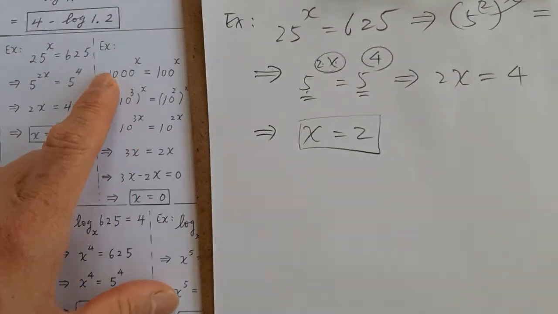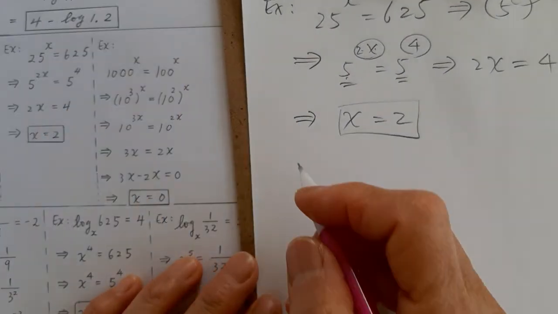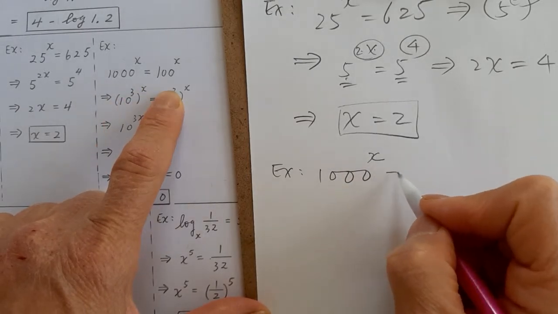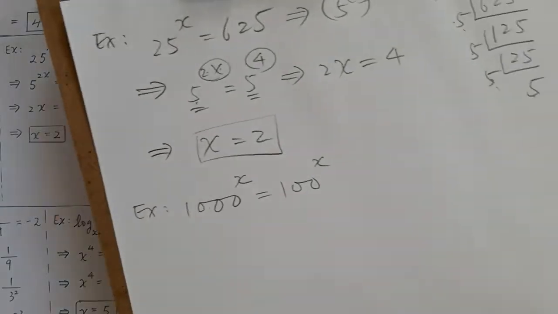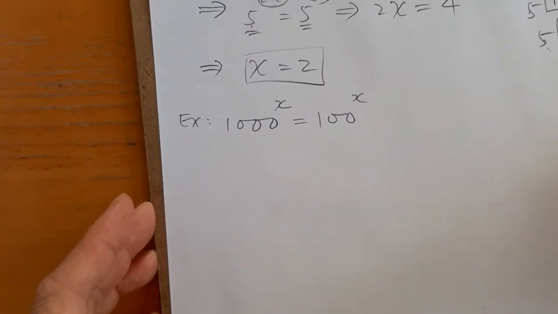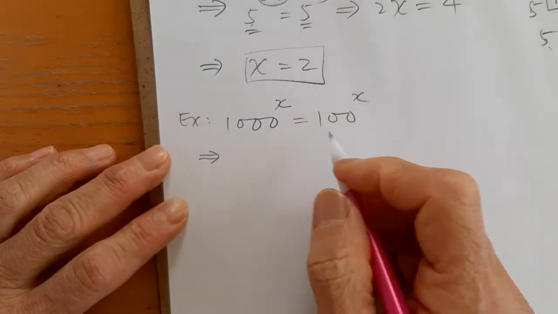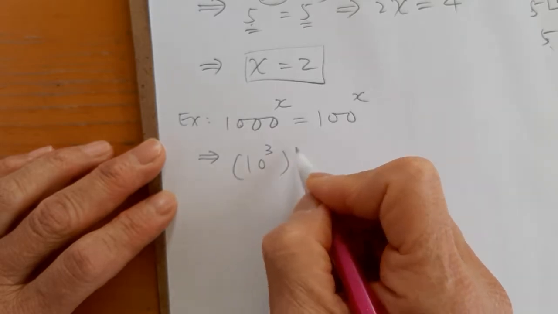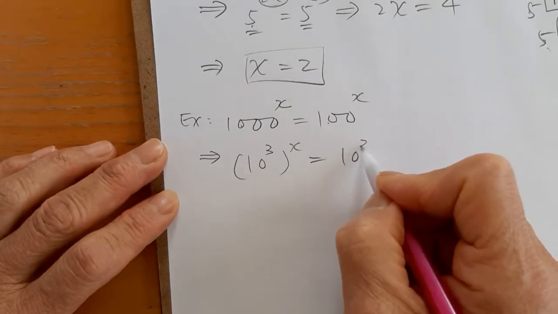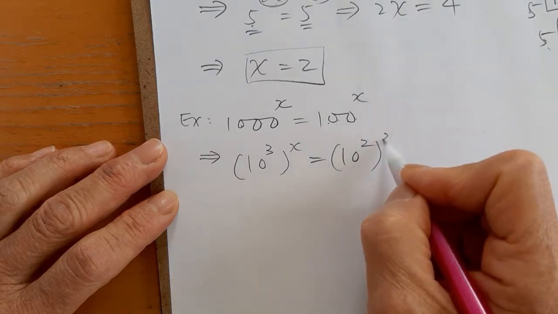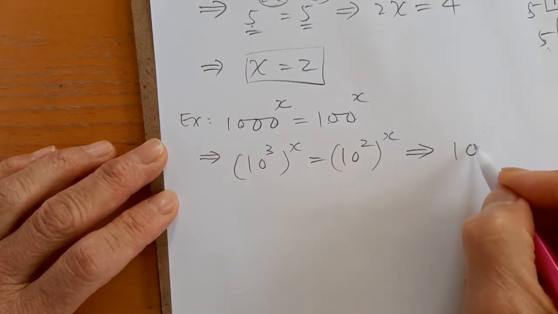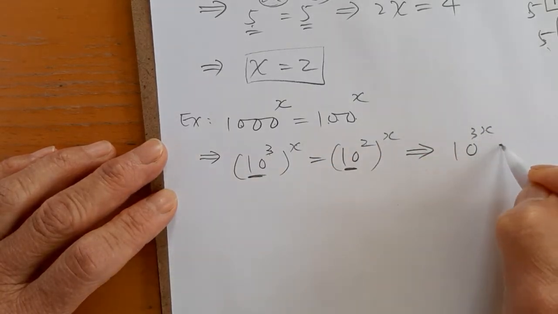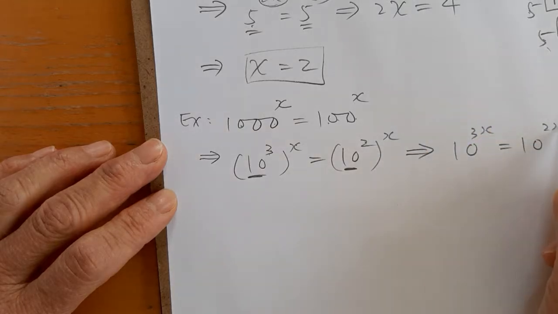Another example. 1000 to the power x equals 100 to the power x, and what will x be? So 1000 is 10 cubed, to the power x. 100 is 10 squared, to the power x. Use the power rule and change to the same base, 10. So the power rule gives 3 times x, and this is 10 to the power 2 times x.